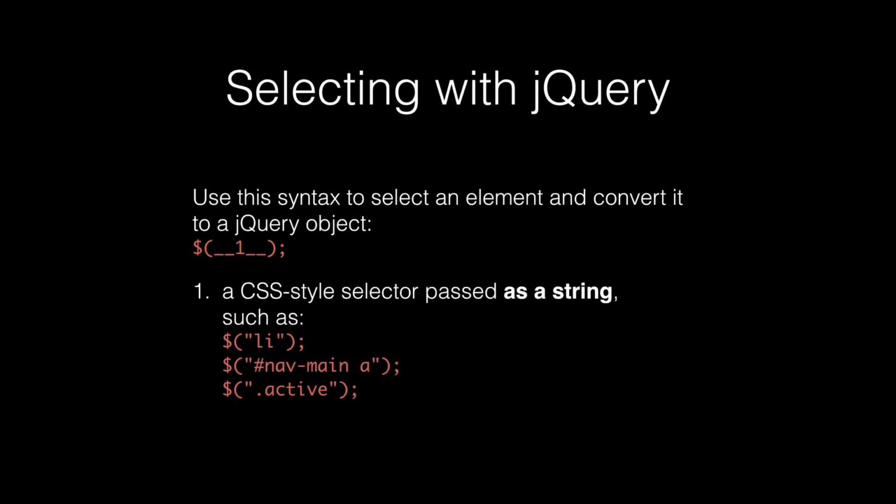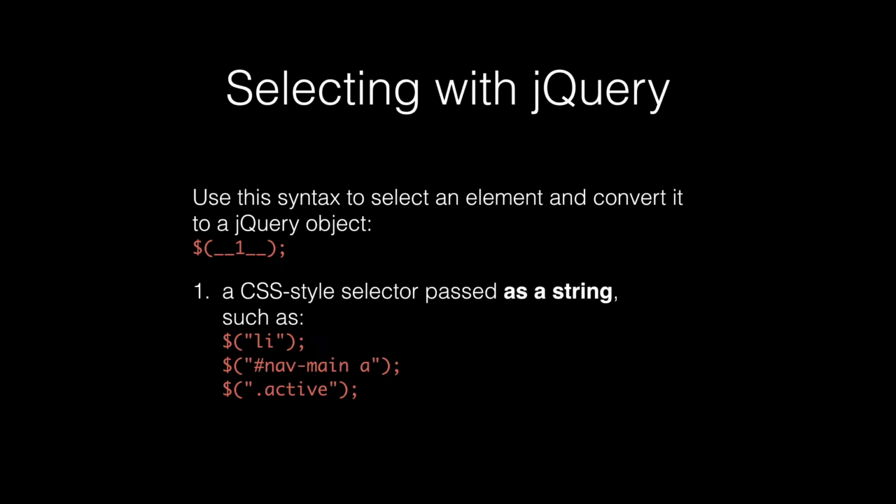But anyhow, all that to say, the $ sign in this course should be a big flag for you that jQuery is being used. So we use this syntax to select an element and convert it to a jQuery object. We have the $ sign followed by a pair of parentheses, and inside of those parentheses we have a placeholder here, which we can provide any number of different things. Typically, we're going to be providing a CSS style selector for some element on the page that's going to be passed in as a string. And here are 3 examples.